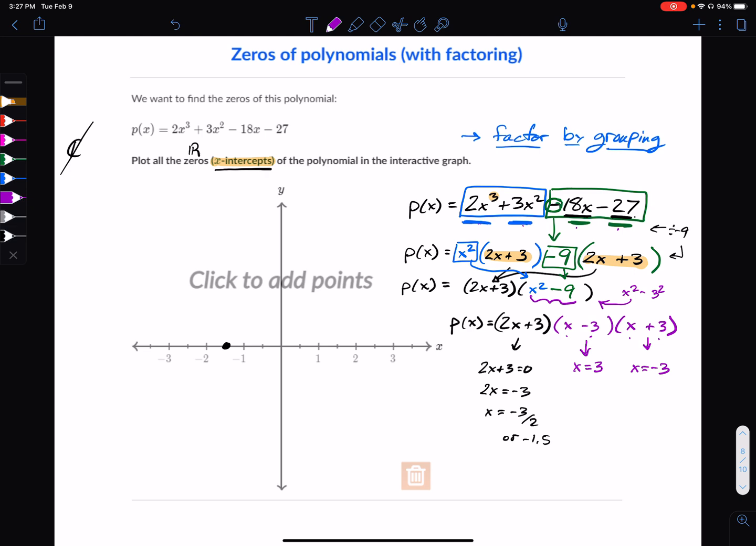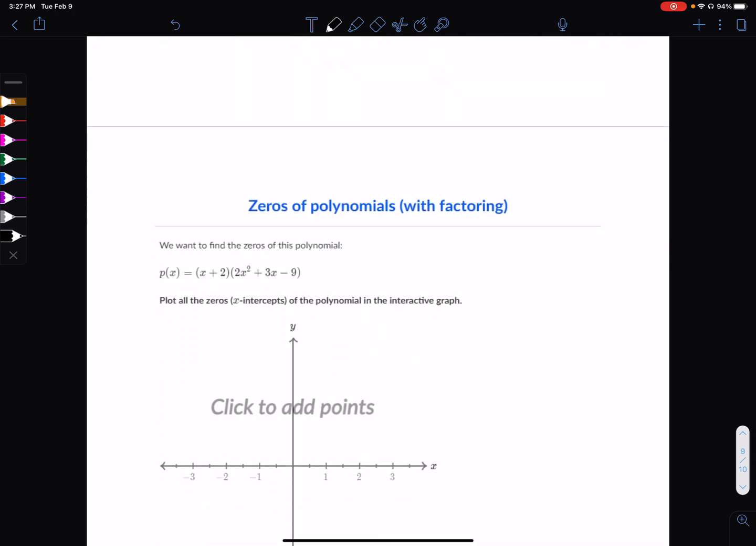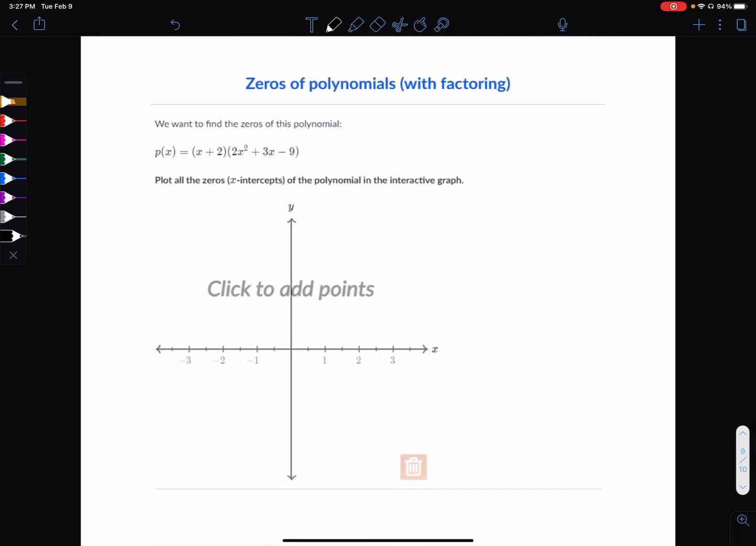All right, so 3 and negative 3 should also be noted on the graph. So you know you're done when you have a cubic and you ended with a total of 3 dots, or 3 zeros on the x-axis. That's the most zeros a cubic can have. All right, gonna keep trucking here, but pause this if you need to. We'll be taking questions on Friday when I get back.